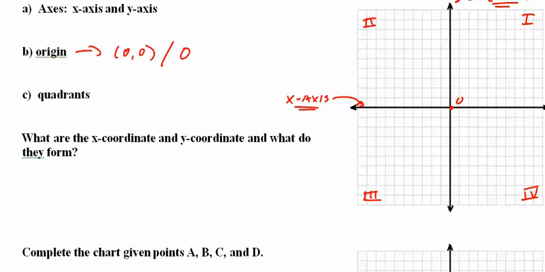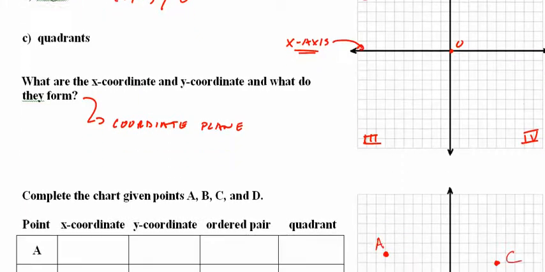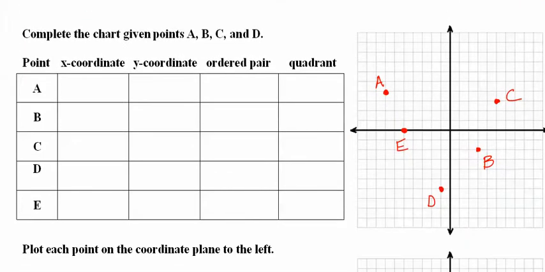So what are the x-coordinates and the y-coordinates? What do they form? Well, the x and the y coordinates together form the coordinate plane. I hope and pray you never see this. I believe the x is called the abscissa and the y is called the ordinate. I'm not even going to write them down, so I hope you never get into that. But now the key is, how do we chart them?